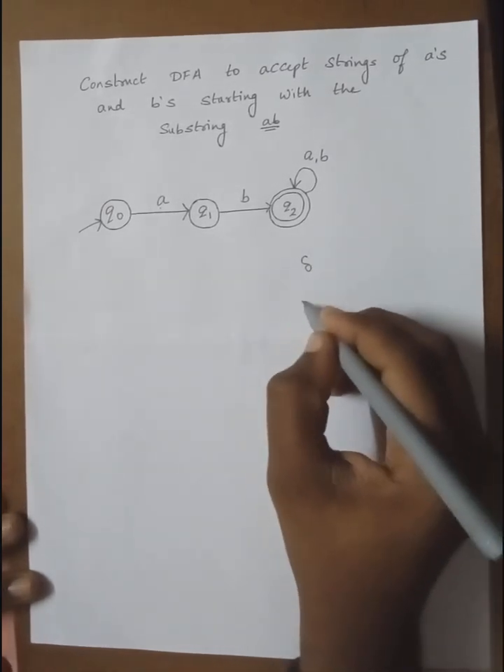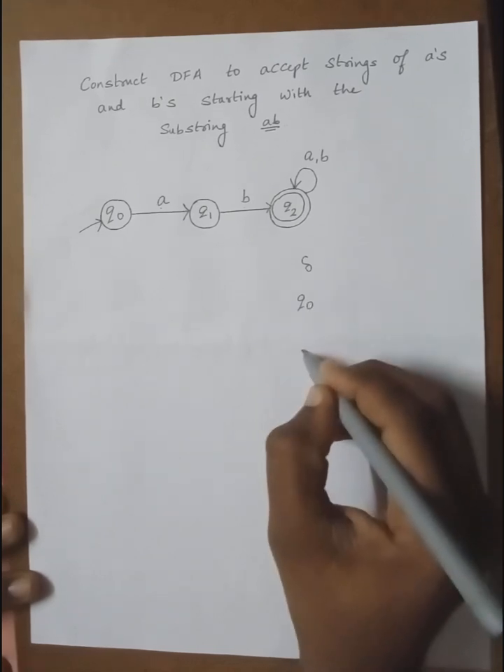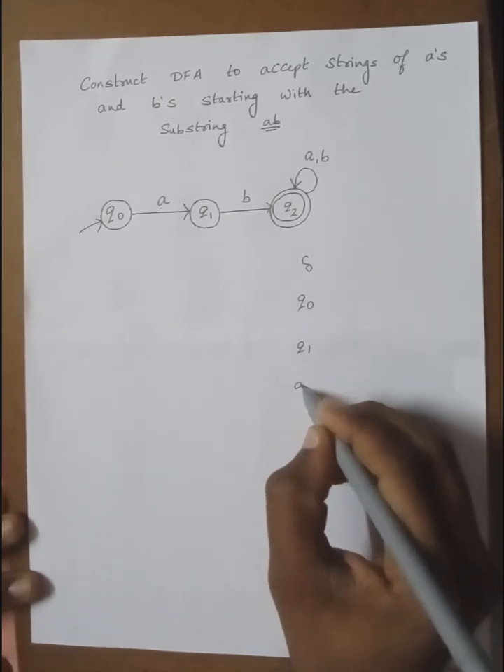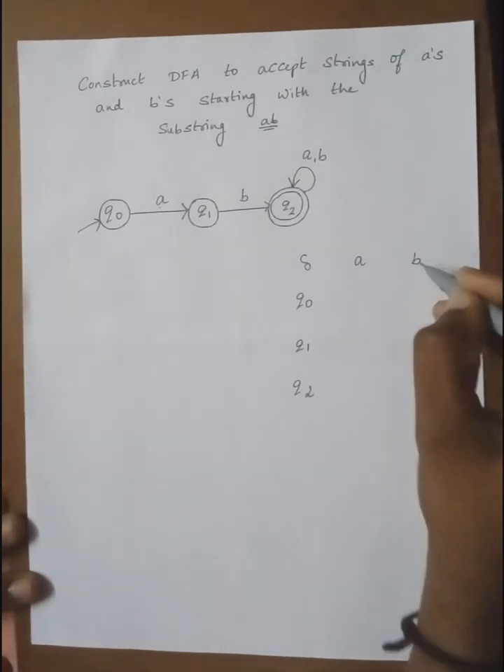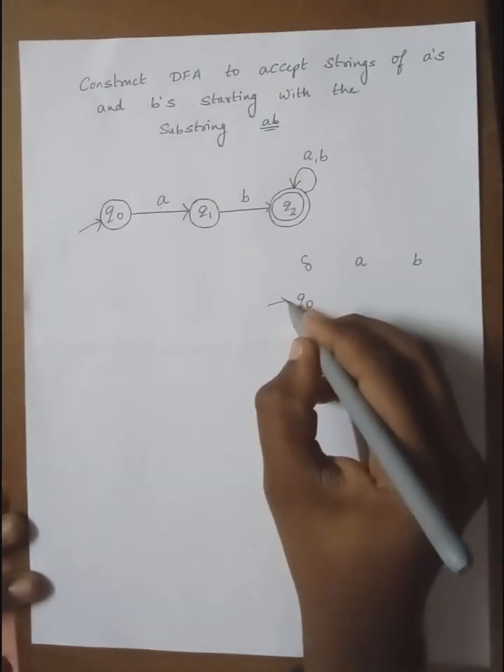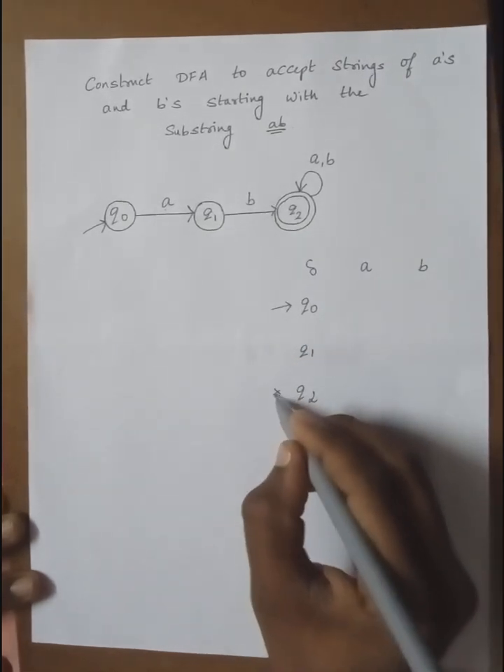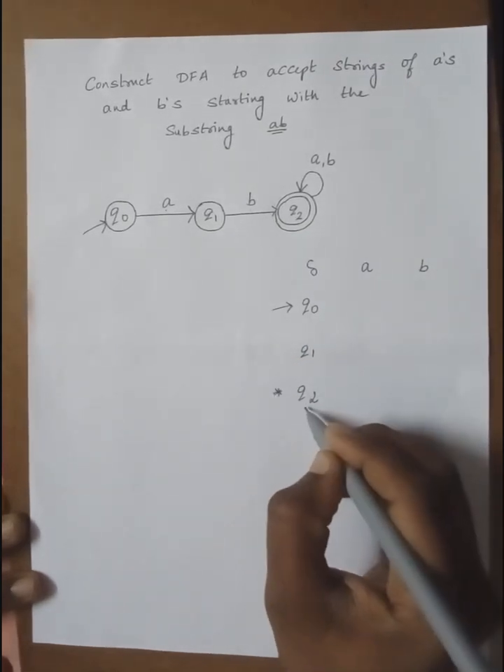Okay, now we'll quickly plot this into a transition table. So I will plot the transition. So we have a Q0 state, we have a Q1 state, and we'll have a Q2 state. So again we have A input and B input. So this one will be denoted as the starting state and this one as the final state, that is Q2.